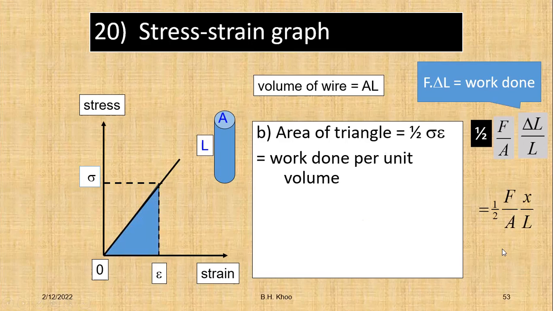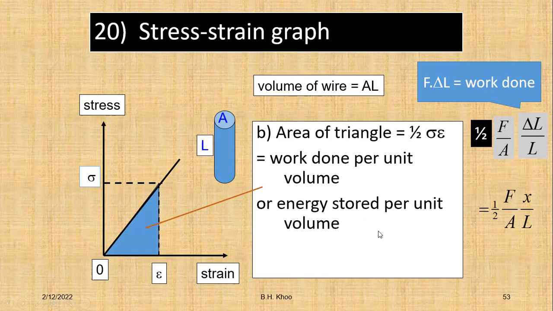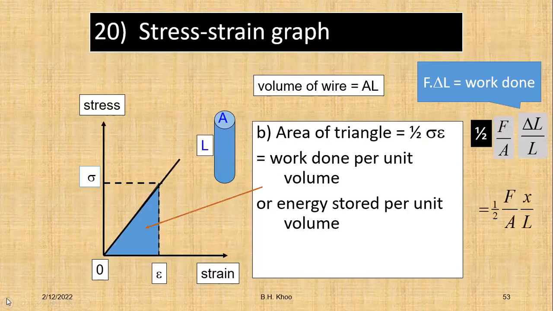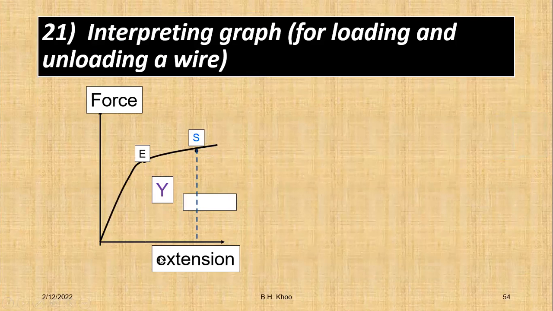Okay. Derive it or memorize it. That's the formula, the alternative formula, either delta L or X. Or we can call it energy stored per unit volume. Okay, so far? Stop me if I'm going too fast. Right? So how to interpret?